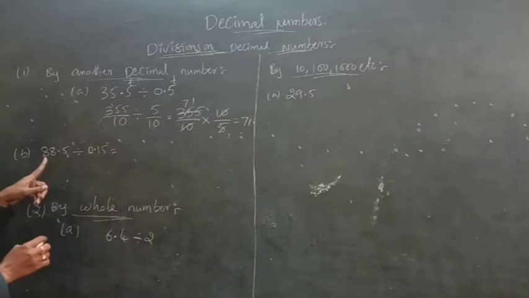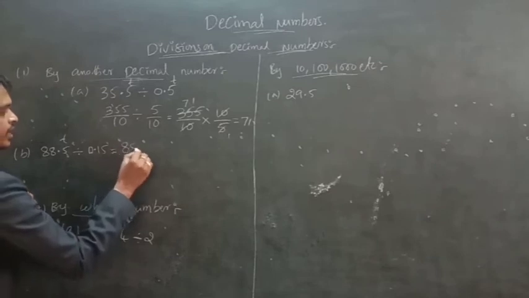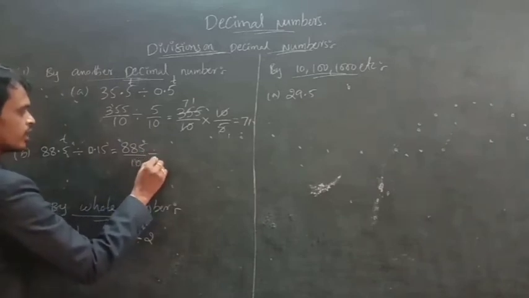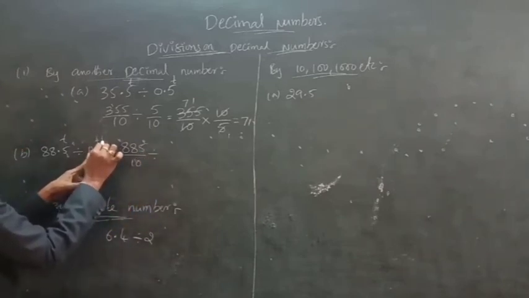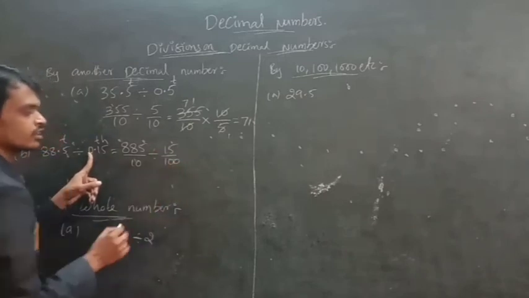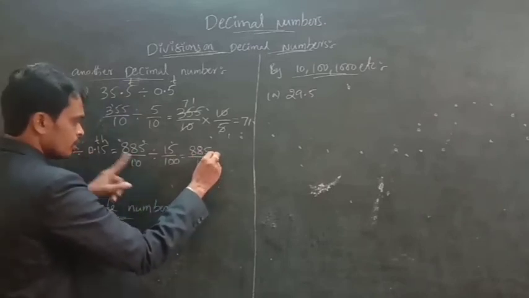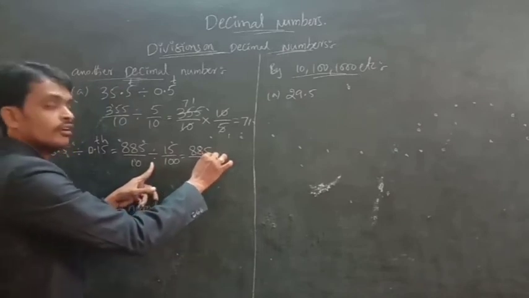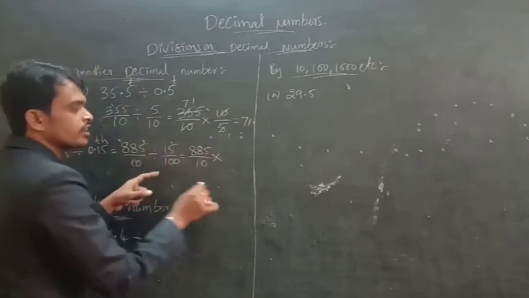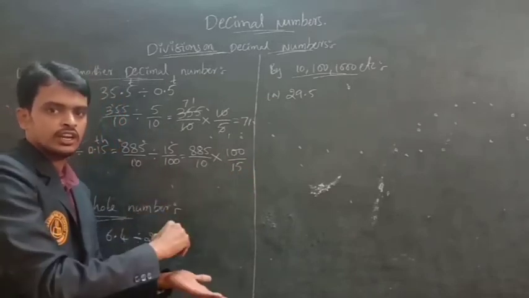So let us see one more problem. Here 88.5, so the point is after the tenth place. Then we will write it as 885 by 10 divided by 0.15; here this is tenth and this is hundredth, so we write 15 by 100. Now for 885 by 10 we write the reciprocal of this fraction, so it will be multiplication. The reciprocal of 15 by 100 is 100 by 15.